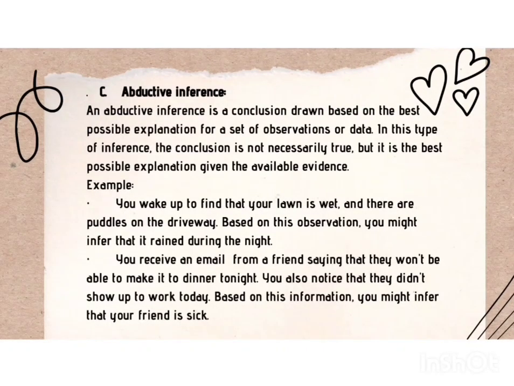The third one, we have abductive inference. An abductive inference is a conclusion drawn based on the best possible explanation for a set of observations or data. In this type of inference, the conclusion is not necessarily true, but it is the best possible explanation given the available evidence. For example, you wake up to find that your lawn is wet and there are puddles on the driveway. Based on this observation, you might infer that it rained during the night.